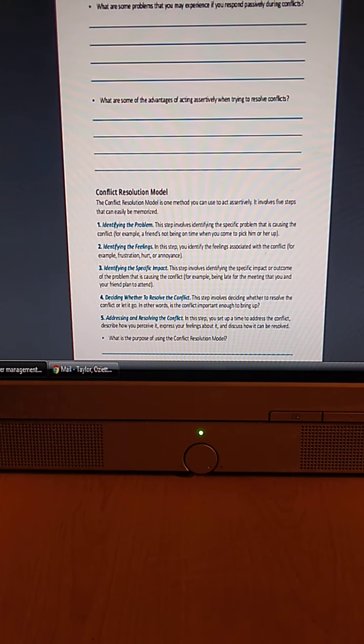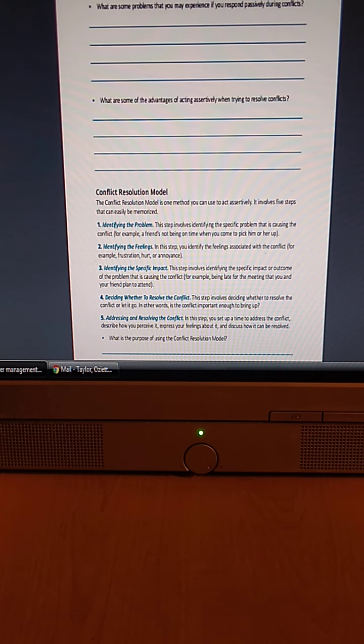What are some problems that you may experience if you respond passively during conflicts? Well, of course, people could take advantage of you, as I mentioned before, because you're too passive. That means they know that you won't stand up for yourself, and as a result, they may walk over you. So we don't want that type of behavior either.